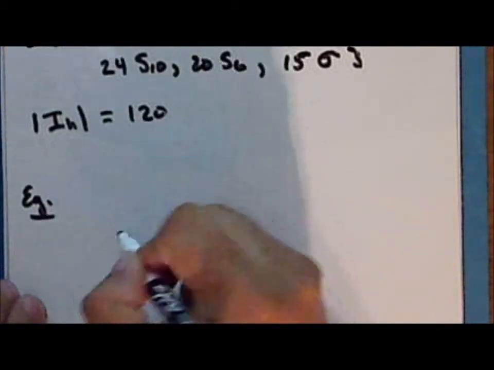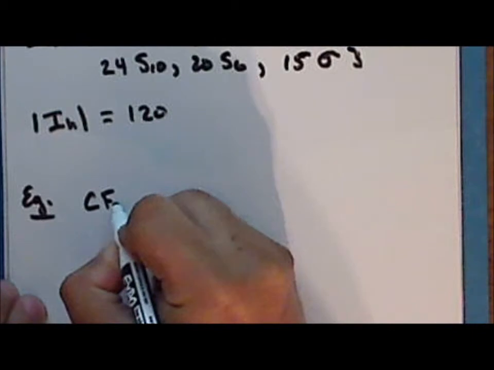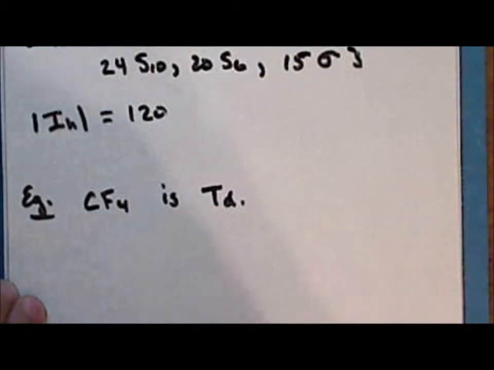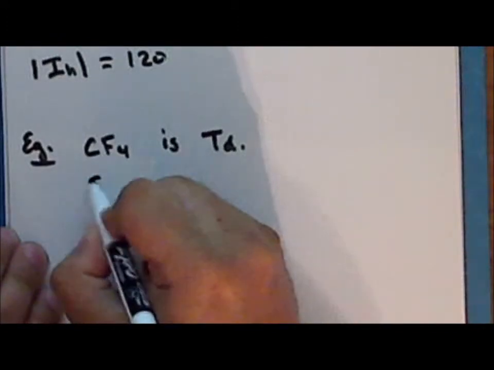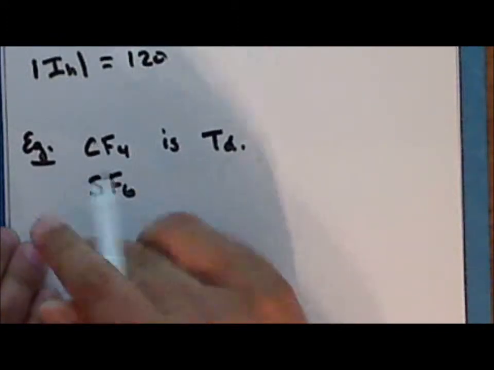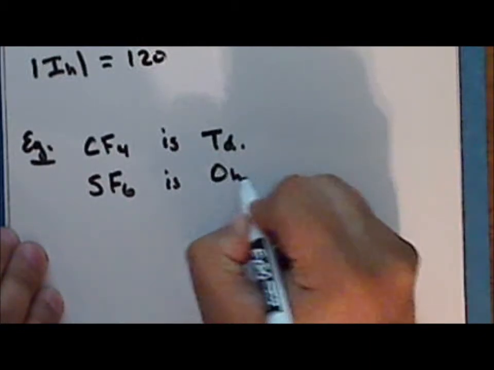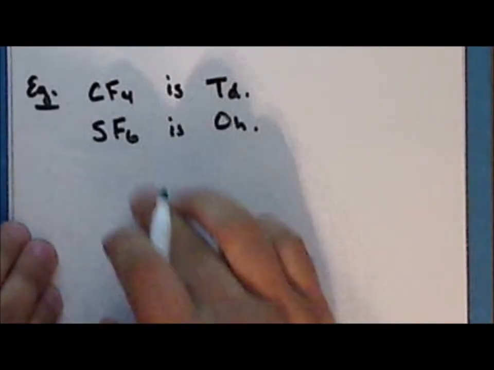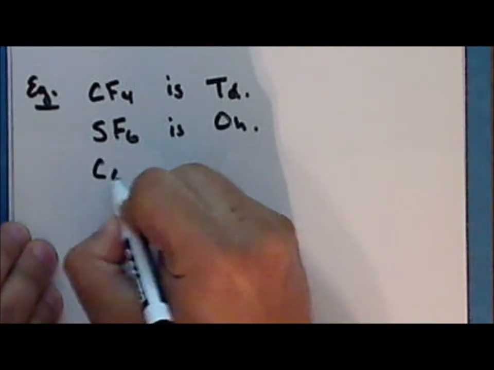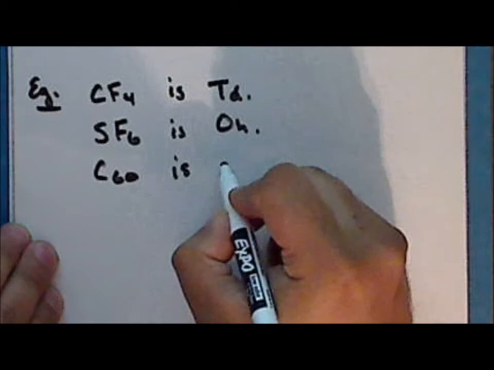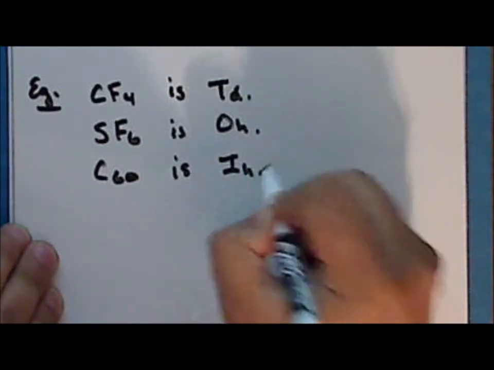So as an example, carbon tetrafluoride belongs to the tetrahedral point group. Sulfur hexafluoride belongs to the octahedral point group. And Buckminster fullerene, or a buckyball, belongs to the icosahedral point group.